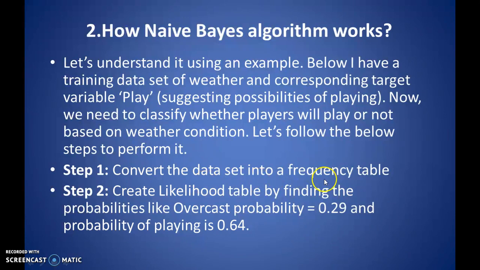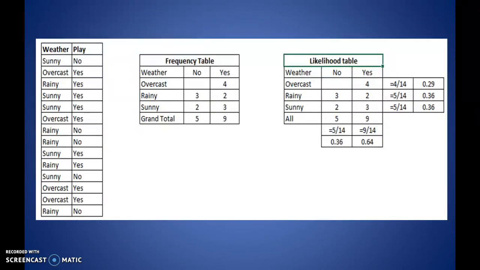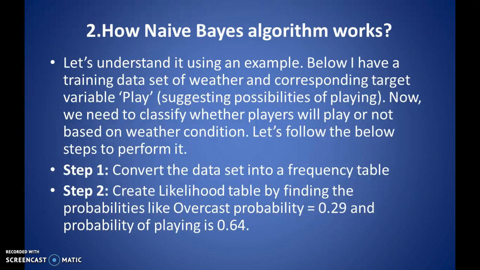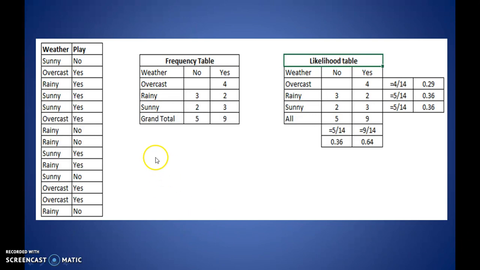Let's convert the data set into a frequency table and create a likelihood table by finding probabilities, like the overcast probability, which will be 0.29, and the probability of playing, which is 0.64. Now let's say the weather is sunny, the play is no, and if it's overcast, yes, and rainy, yes. What is the probability we are forecasting? The probability of playing is what we have to calculate.